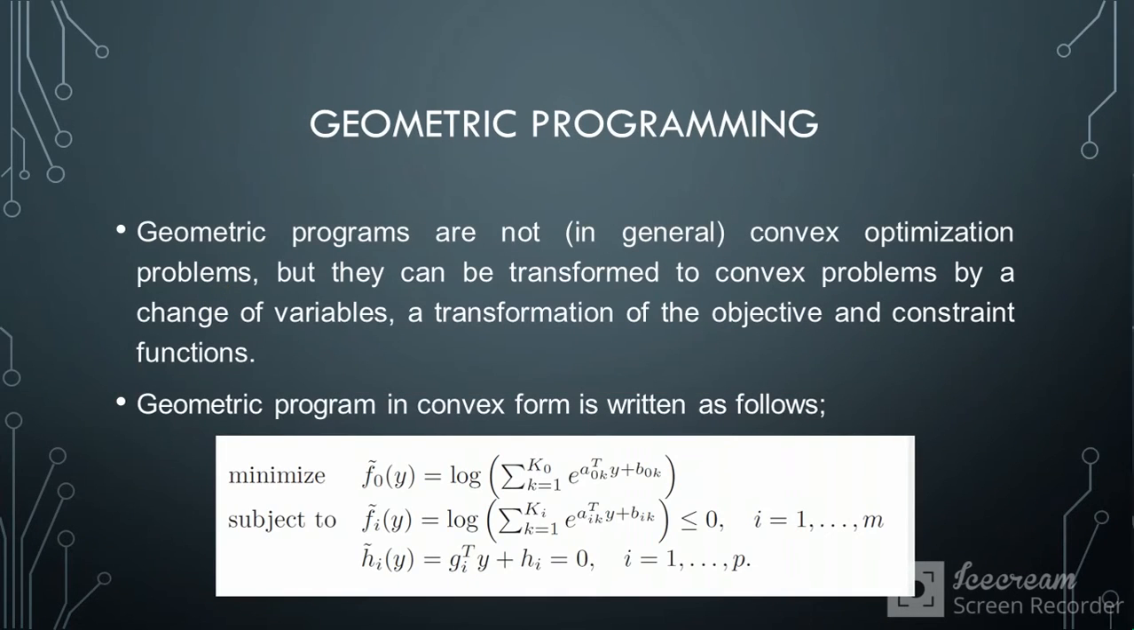Geometric programs are not convex optimization problems. Rather, we transform them to convex problems by changing some variables. So the objective function and constraints are transformed as we change the variables. A geometric program in convex form is written like this, in which we have a transformed objective function that we have to minimize, subject to some transformed constraints, inequality constraints and equality constraints. So that is the convex form of a geometric program.